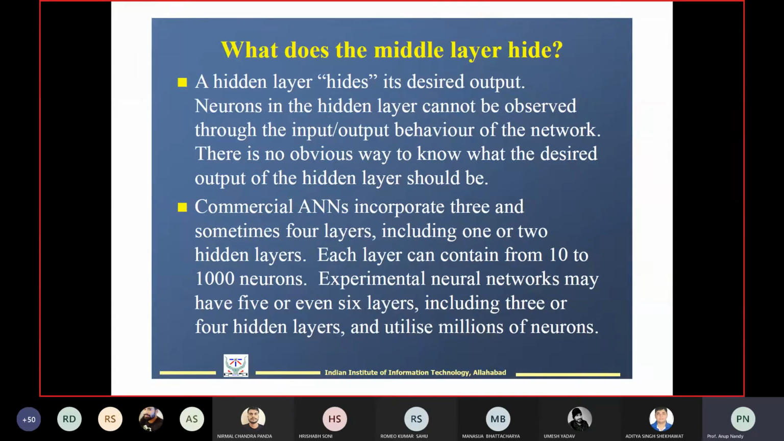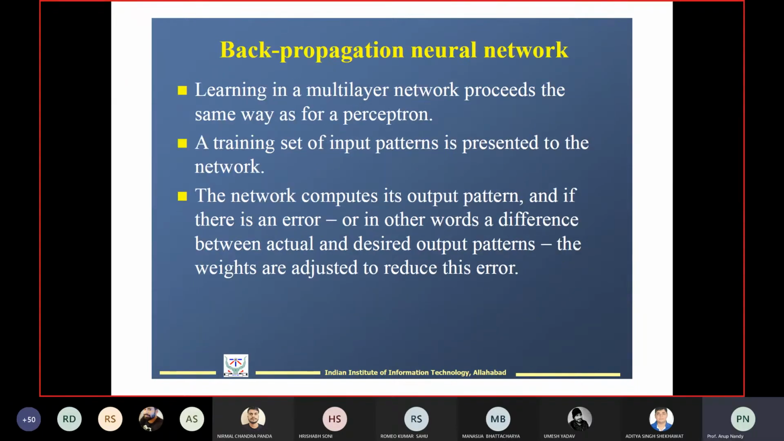Experimental neural networks that we use may have 5 or 6 layers, including 3 or 4 hidden layers, and they utilize millions of neurons. Now, as I already told you, this network has to be trained. This is the multi-layer perceptron network, but it has to be trained. Okay, because training means you have to apply some algorithm to teach this network with some data sets.